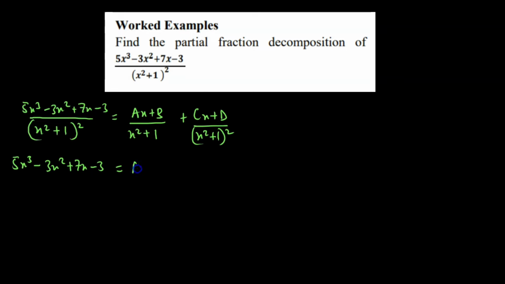So we are going to have (ax + b) all multiplying (x squared + 1), and then plus (cx + d), because the same factor will cancel out itself, and that's what will be left. Then now again, expansion and simplification.